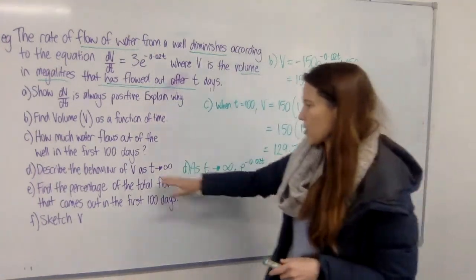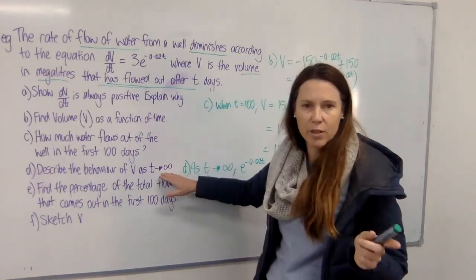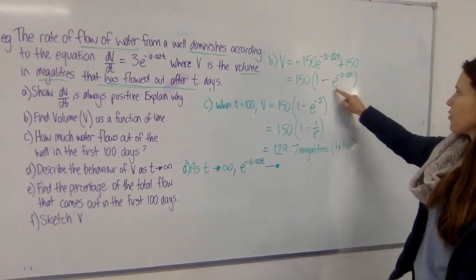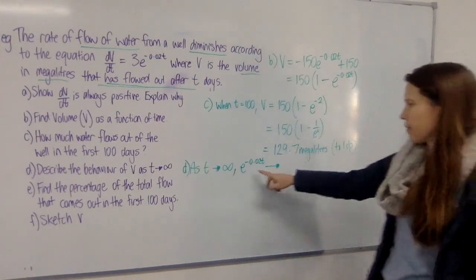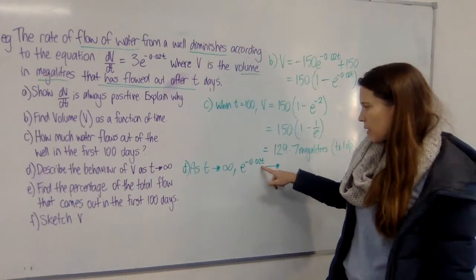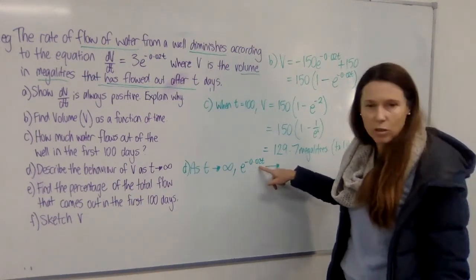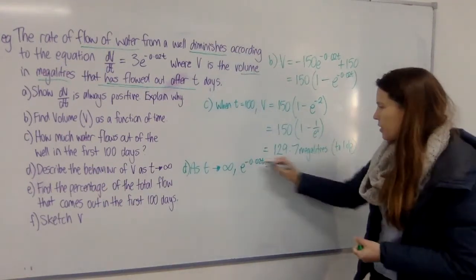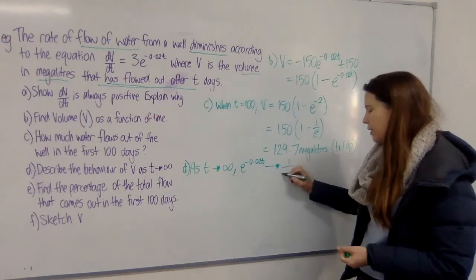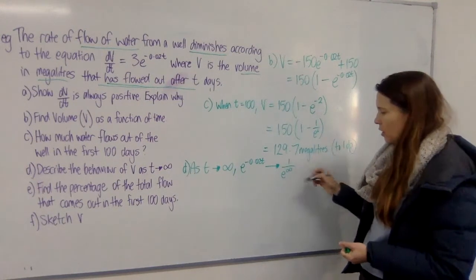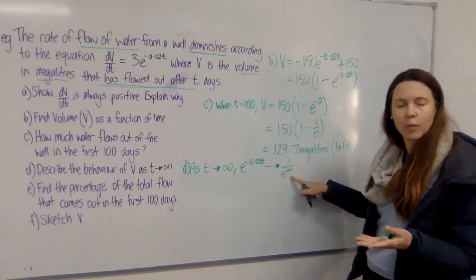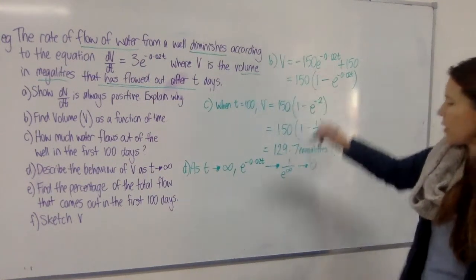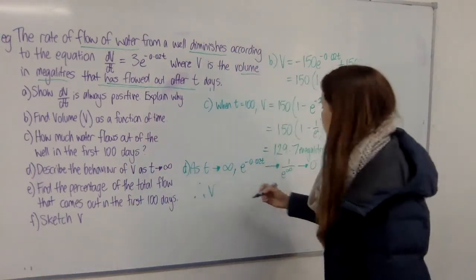Okay, part D says describe the behaviour of V as t approaches infinity. Well, as t approaches infinity, we need to consider this part of our V formula, the e raised to something part. As t gets really, really big, we have t multiplied by 0.02. Well, that's still really big, but it's a negative large number. So what this is approaching then is 1 over e to the power of infinity. Now, 1 over a giant number is as good as 0, isn't it? So it's approaching 0.